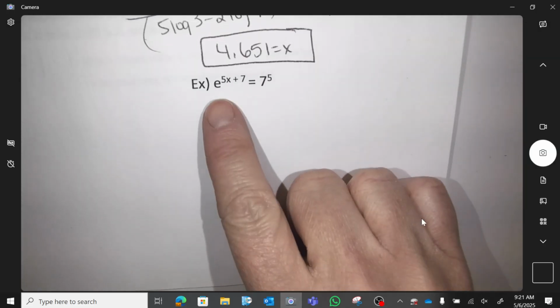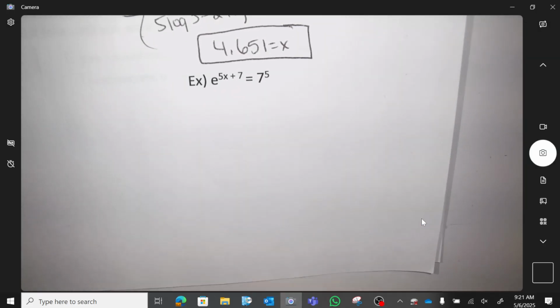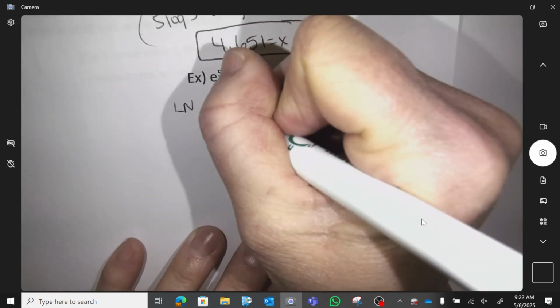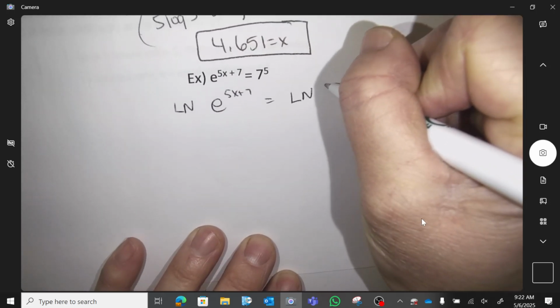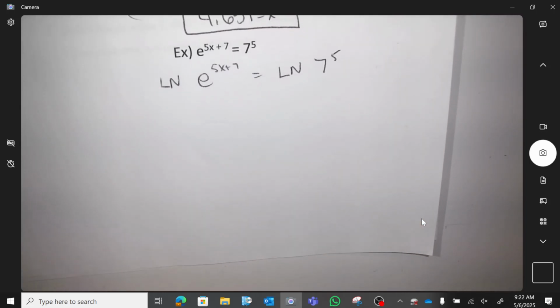Okay, so there's a base e and a base 7, so we obviously can't write them as the same base. You figured it out. You did it. Okay, so base e, base 7, that cannot be written as the same base, so we have to log both sides. But wait, I'm not going to log both sides. I'm going to do something a little different. I'm going to natural log both sides. Why? Because I saw that e in there.